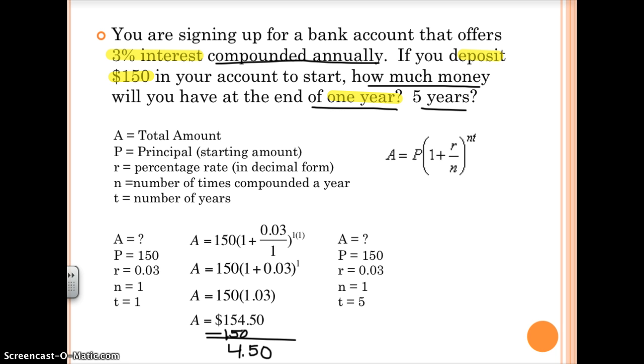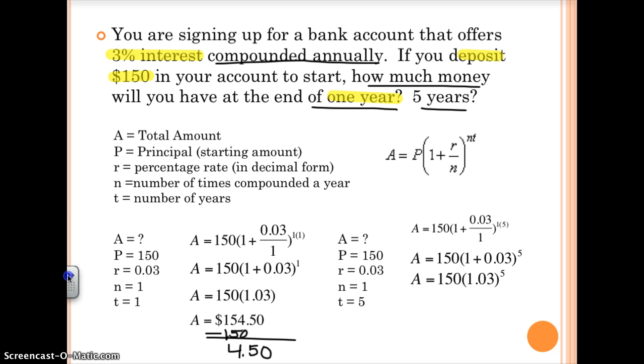Let's try part 2 for 5 years. Notice that everything looks the same except the exponent. Now we changed t to 5. Simplify inside the fraction again, and 1 times 5 is 5.